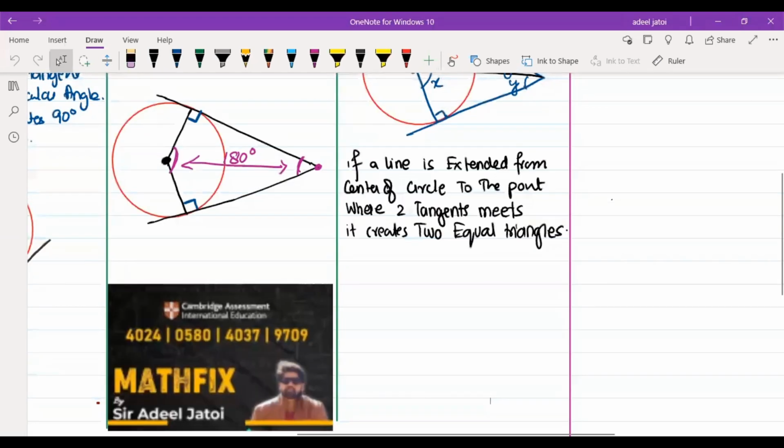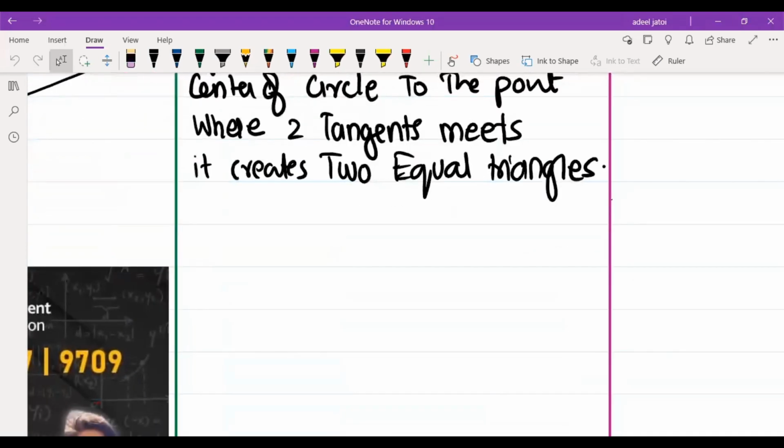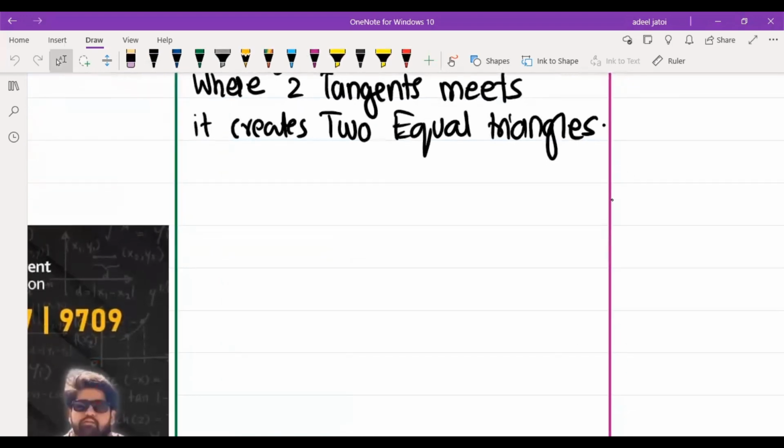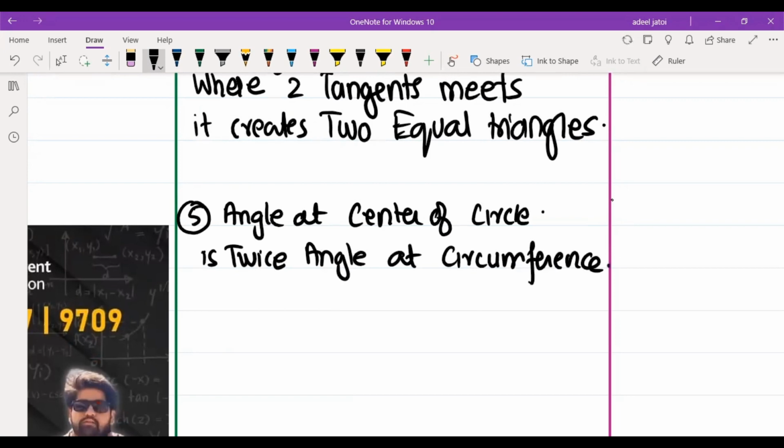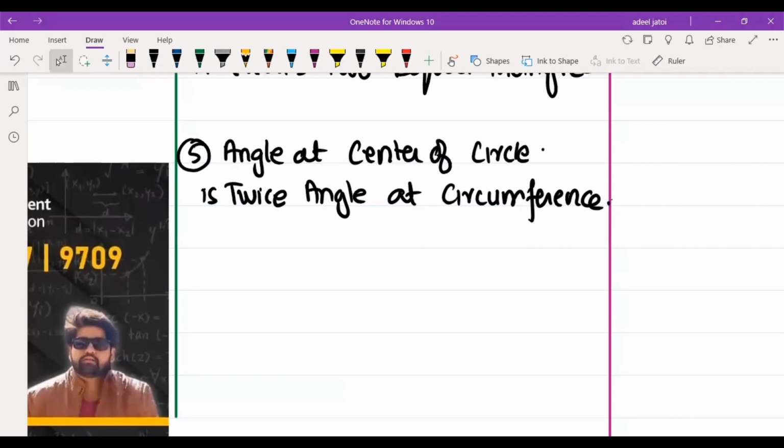So property number 5. Now this is the most important property, what I believe, where it says angle at center of circle is twice angle at circumference. Now, this is important considering the fact that to understand this property, you need to understand the entire concept.